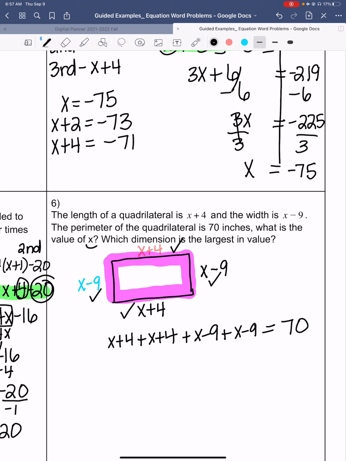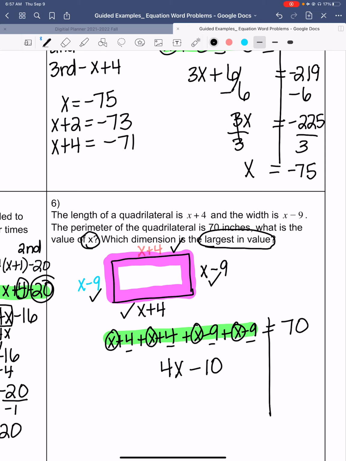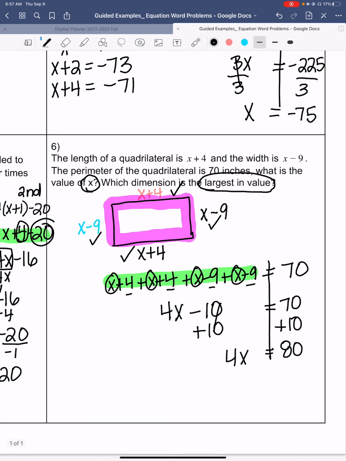Now, they want us to find the value of x, and then they want us to find the dimensions of the largest value. So we're going to go ahead and solve it. Remember, we combine like terms, left with the left, right with the right. So this is going to be x, x, x, and x, which gives me 4x. Then I have 4, 4, negative 9, and negative 9. So that's going to be 8 minus 18, which is minus 10 equals 70. So then we're going to add 10. So 4x equals 80. And then we're going to divide by 4.